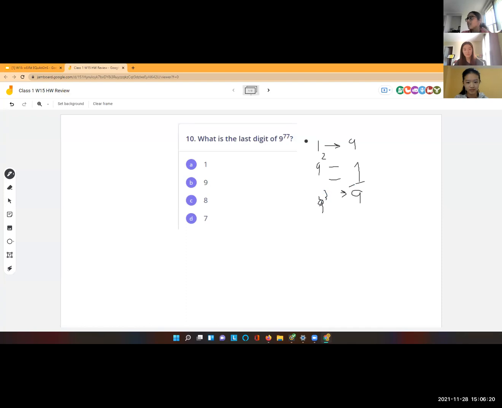So we can see that it repeats every 2. So that means we just have to do 77 mod 2. So 77 is an odd number. So that means 77 mod 2 is 1. So that means that we see that it will have a last digit of 9. So the answer was B.